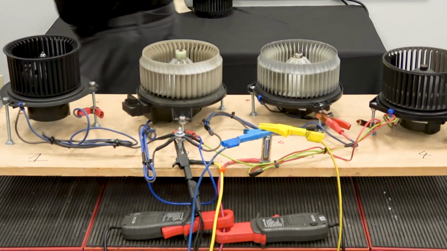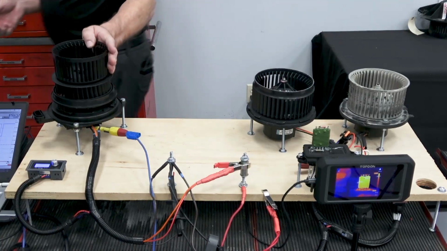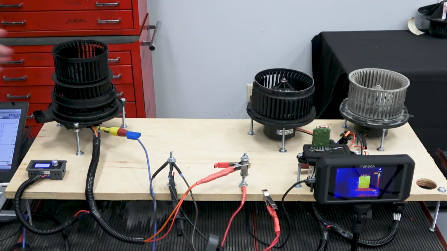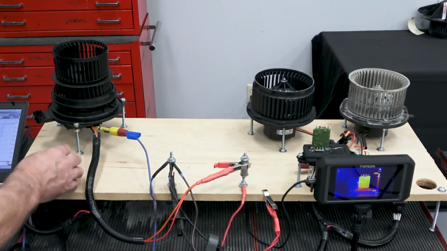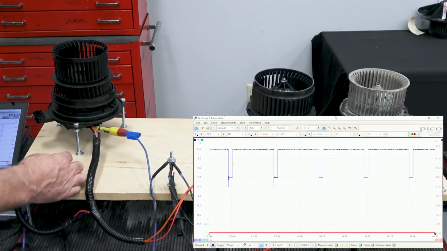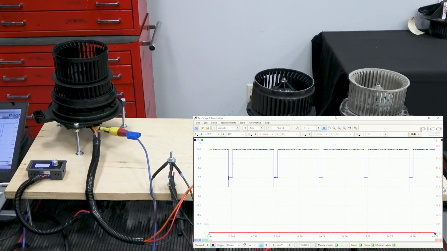So going back to our brushless blower motor here, we're going to go ahead and take a quick look at some of the current patterns. I've already got my scope set up, and right now you can see that the pattern is, we'll just turn it live. There it's live, and you can see that the duty cycle is about 90%, give or take right now.